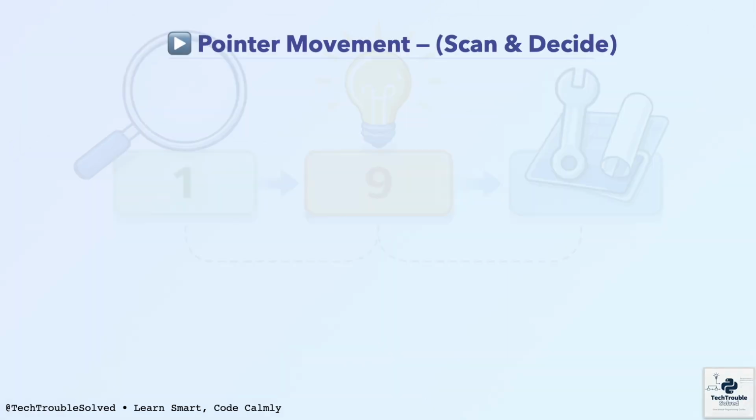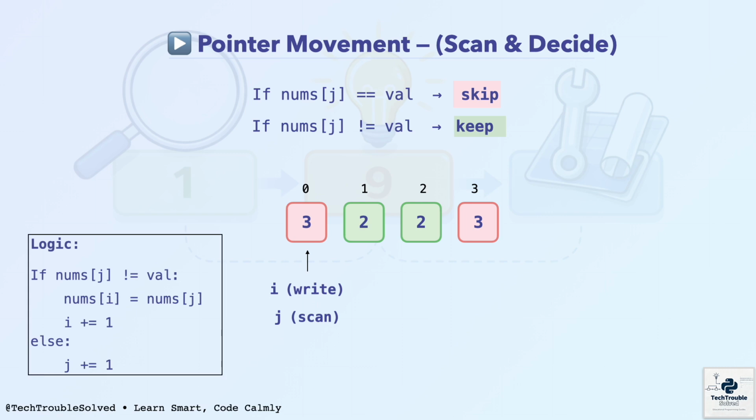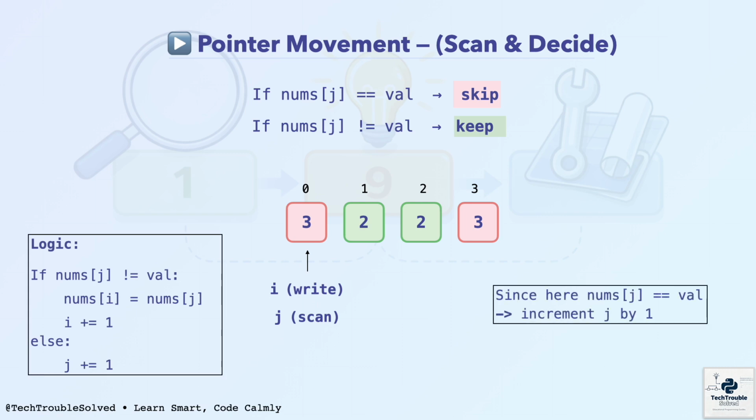Now we scan the array one element at a time. At each position, we ask just one simple question. Is the current value equal to val? If the value is equal to val, we simply skip it. If the value is not equal to val, we keep it. At this stage, only pointer j is moving. Pointer i stays where it is. We are just deciding, not modifying anything yet. Once we find a valid value, we will see what to do with it next.